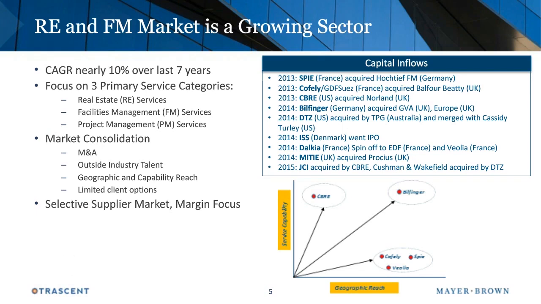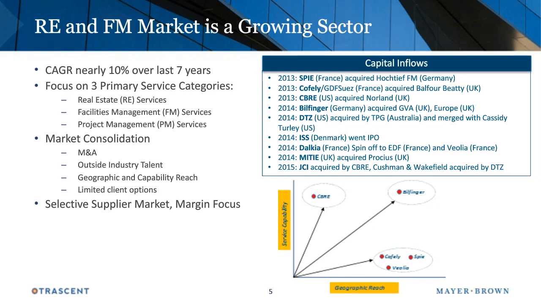I'll just start with giving a brief overview of the real estate and facilities industry and talk about some of the trends that will be relevant to how and when companies outsource in this sector and what they hope to achieve. The real estate and FM sector is a growing sector. According to our data, we're seeing a compounded average growth rate of nearly 10%.